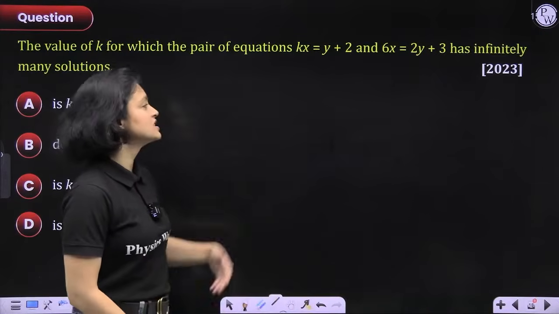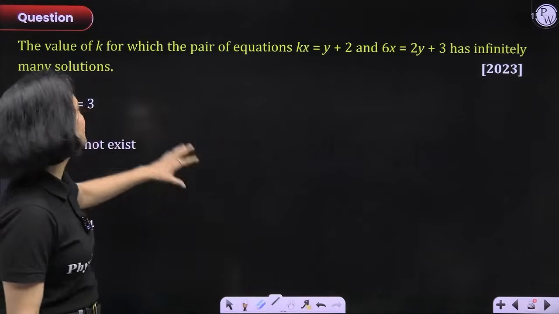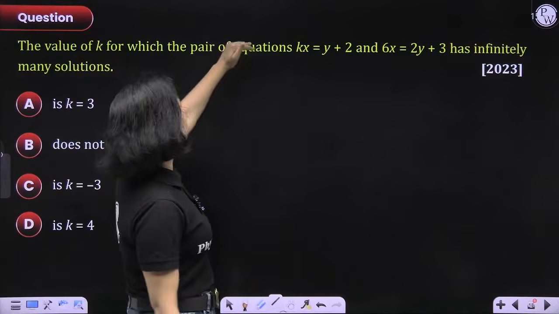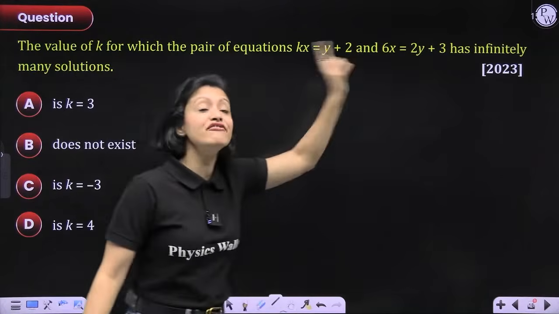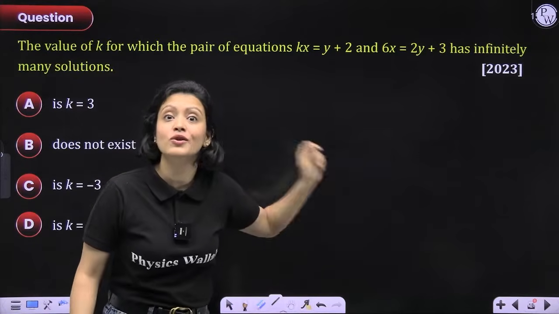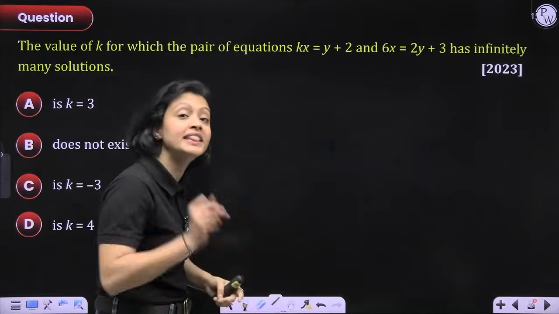Okay. So this is a question that came in 2023, guys. Again, exactly the same type of question. We have to figure out the value of k, where the pair of linear equations here have infinitely many solutions. So first thing first, guys, you will convert both the equations into standard form and then proceed.